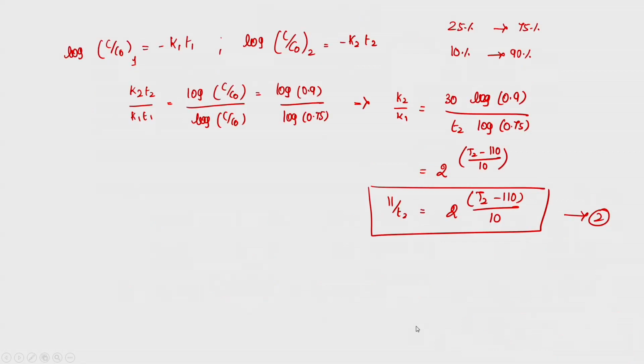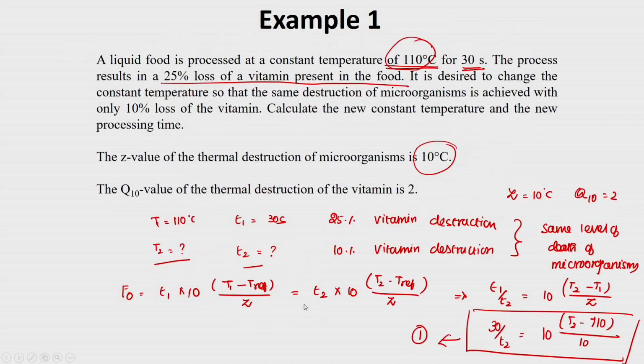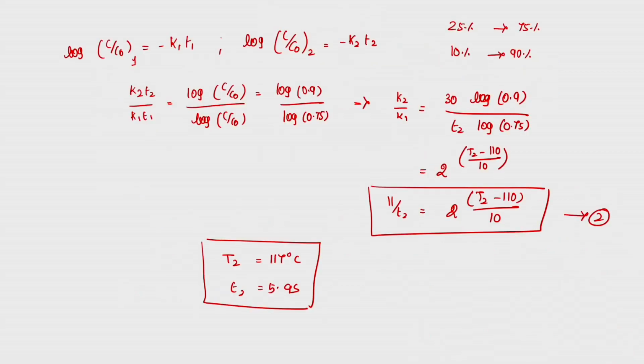So compare both, and we got around 117 degrees centigrade, and T2 is 5.9 seconds. So this is the way I need to fix the temperature. So what was asked is, instead of 25% loss of vitamin, I will get 10% loss of vitamin, instead of if it is processing at 110 degrees for 30 seconds. So now we are processing at 117 degrees for 5.9 seconds.